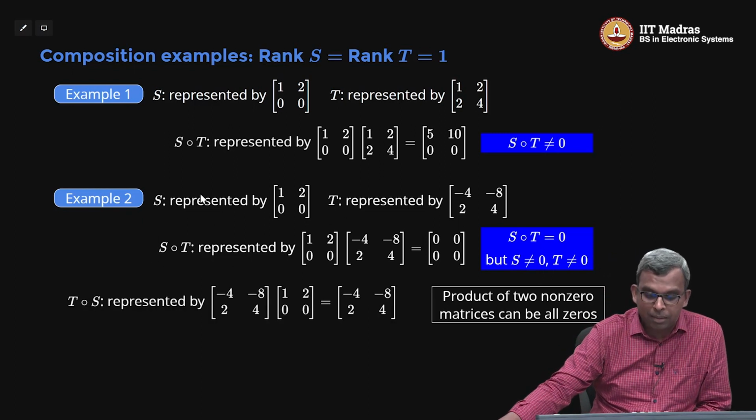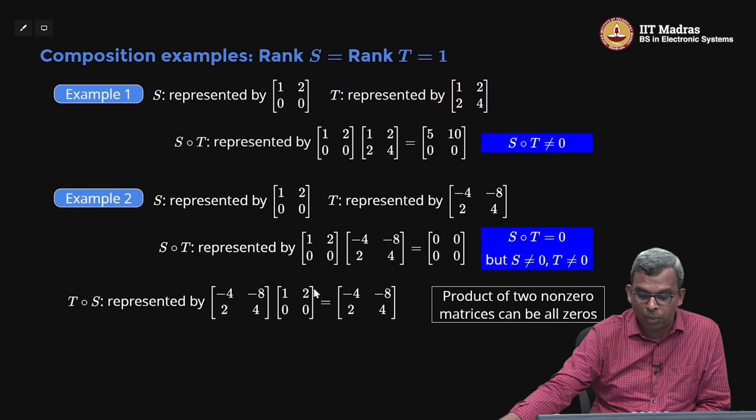Interestingly, in this example, if you do T composed with S, as in if you multiply this matrix the other way, put minus 4, minus 8, 2, 4 and 1, 2, 0, 0, you get the same as this matrix.